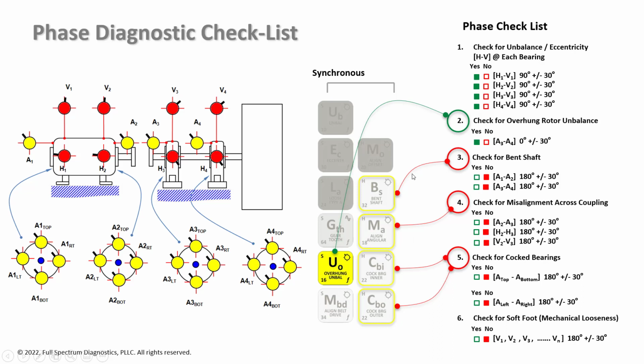I check for a bent shaft. The phase says nope, so I can take the bent shaft off the table. I check for misalignment across the coupling, and the bubble chart says nope, it's not out of alignment in the axial direction. And I look for cocked bearings, which are these faults top to bottom and side to side for each bearing housing, and they don't show any cocked bearing relationship. Okay, there's one more. I don't have peaks for it on the table here or in the bubble chart, but I can also check for soft foot if that's the case. So potentially I have one fault, an overhung rotor unbalance.